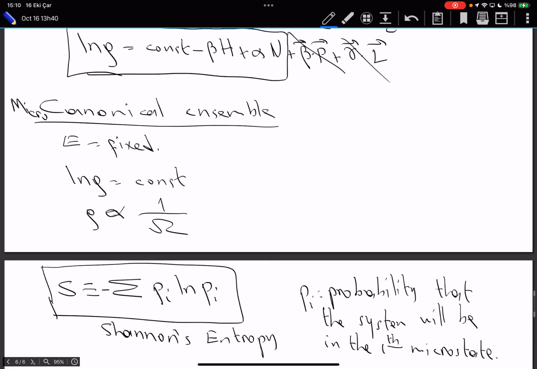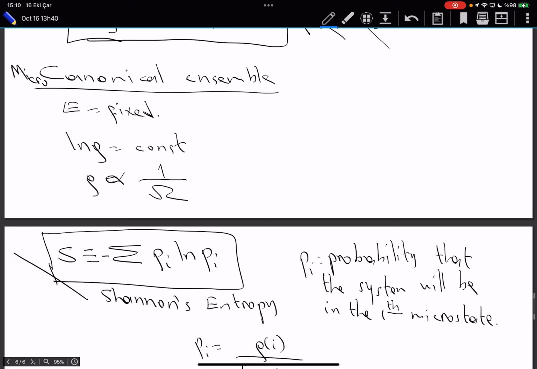Here in this derivation, I basically said that this is the definition of the entropy. Well, this is from information theory. If you want to relate it to thermodynamics, just multiply by the Boltzmann constant.